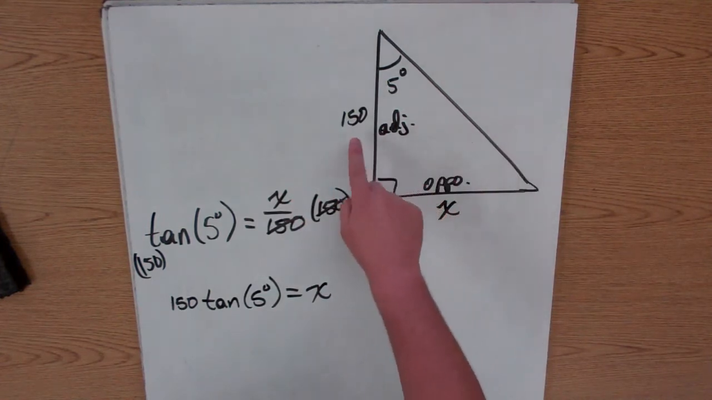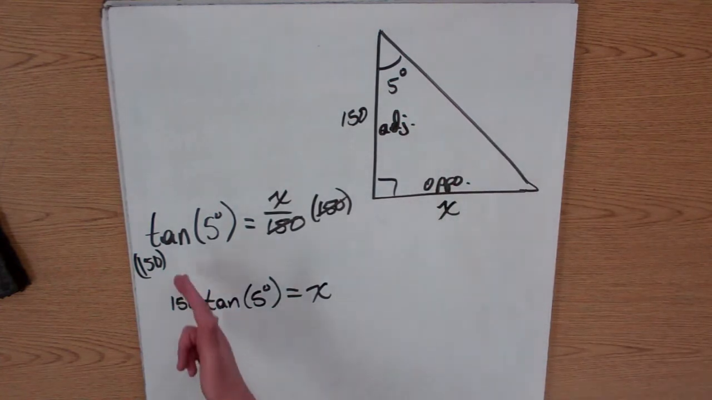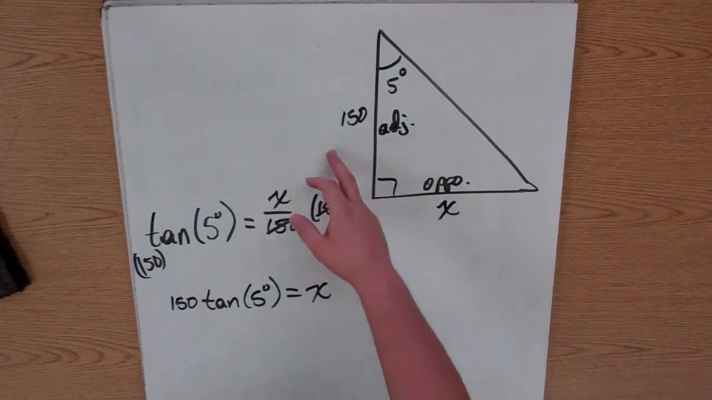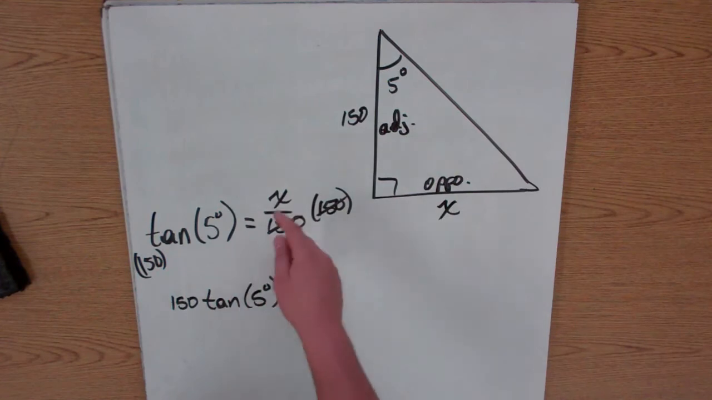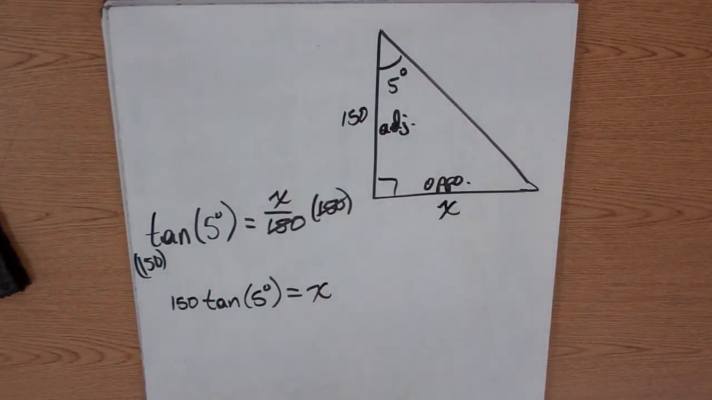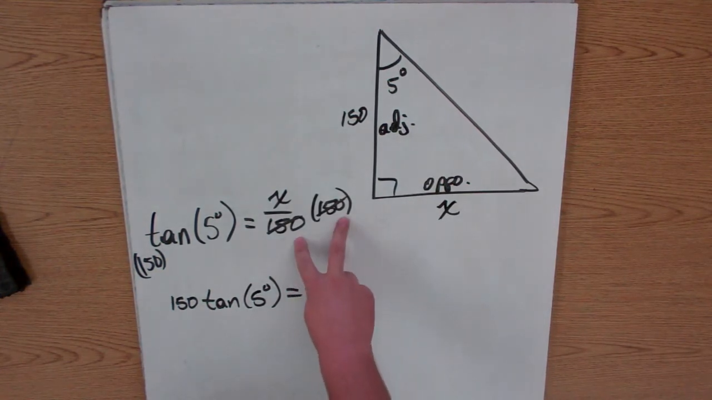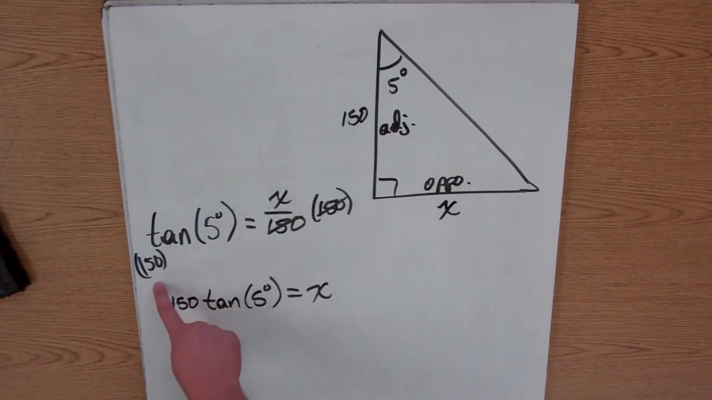If we would have had, say, the 150 and the hypotenuse, that's adjacent and hypotenuse, we would have done the cosine of 5 degrees. But since we were given adjacent and opposite, we're going to use tangent of 5 degrees equals opposite over adjacent, and that's how we're going to find x. Multiply both sides by the denominator. So 150 and 150 cancel out, leaving you 150 times the tangent of 5 degrees equals x.